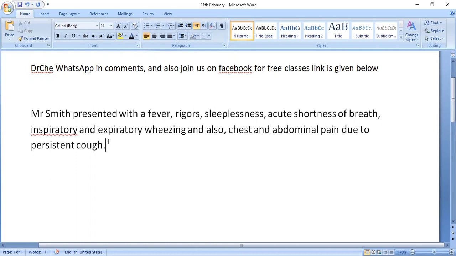Anybody can point out any mistake in this sentence? Mr. Smith presented with a fever, rigors, sleeplessness, acute shortness of breath, inspiratory and expiratory wheezing, and also chest abdominal pain due to persistent cough. Okay, doctors and nurses, the same sentence can be for both of you. So anybody can point out any mistake here in this sentence or any suggestion, any mistake.